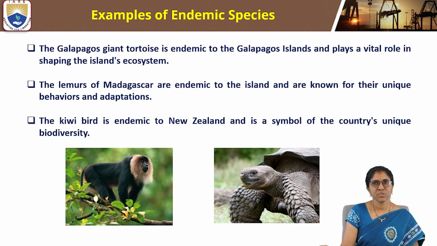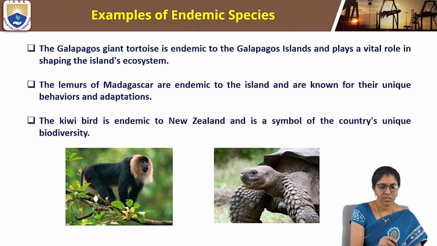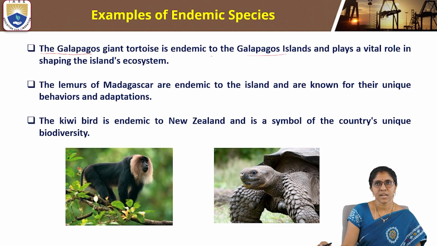So what are the examples of endemic species? The Galapagos giant tortoise is endemic to the Galapagos Islands, and it plays a vital role in shaping the island's ecosystem. The lemurs of Madagascar are endemic to the island and are known for their unique behaviors and also adaptations.